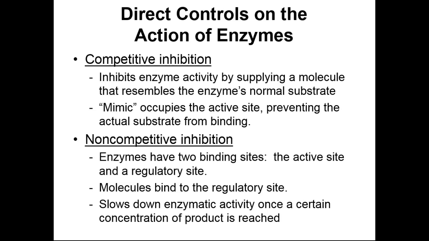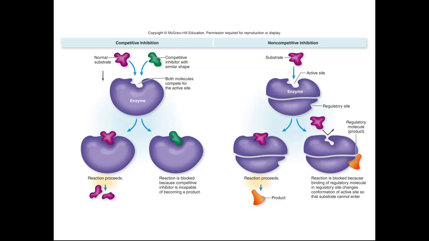When this regulatory molecule binds to the regulatory site, it changes the shape of the active site. Through non-competitive inhibition, we have a molecule attached to the enzyme at some place other than the active site to change the shape of the active site. By changing the shape of the active site, we change its function, and we change how quickly the enzyme can catalyze the specific chemical reaction.